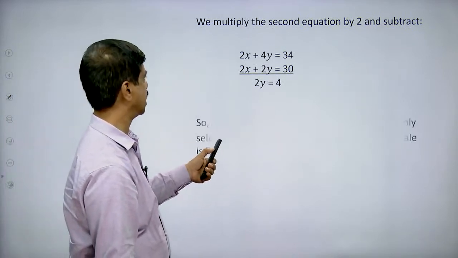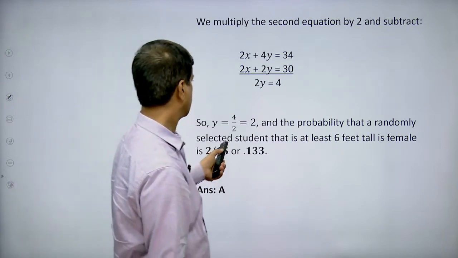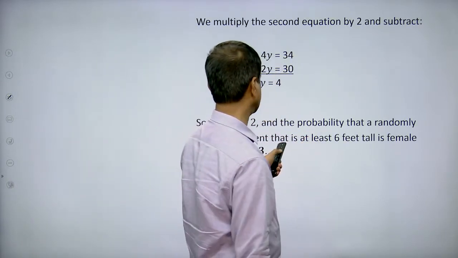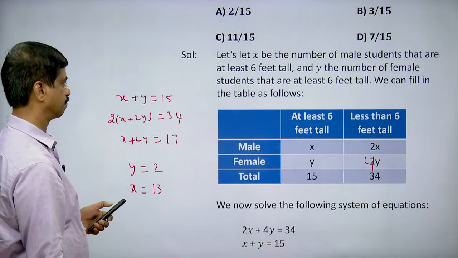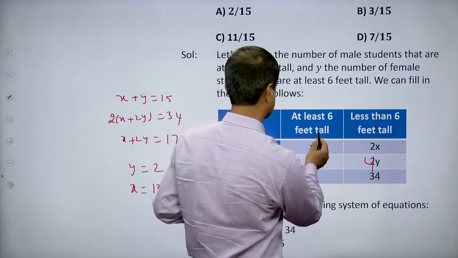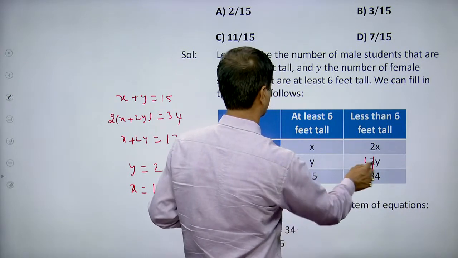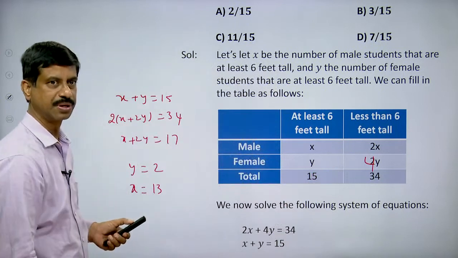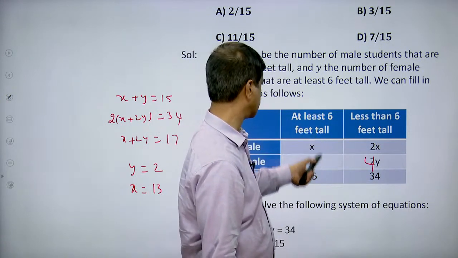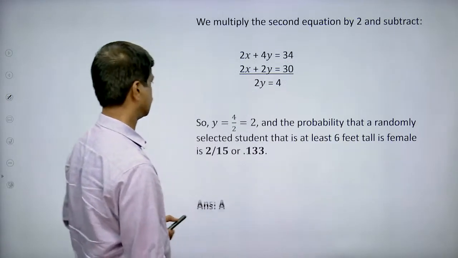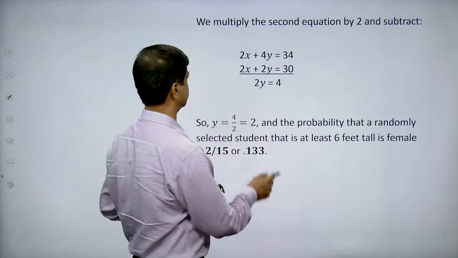So now, what is it that he asked? This is all okay, children. We have already done it. So what is it that he asked? Find the probability that a randomly selected student that is at least 6 feet tall is female. So female only we should talk. At least 6 feet tall and female is y, by total it is 15. So y by 15 means 2 by 15, since y is 2. That is equal to 0.133, right?